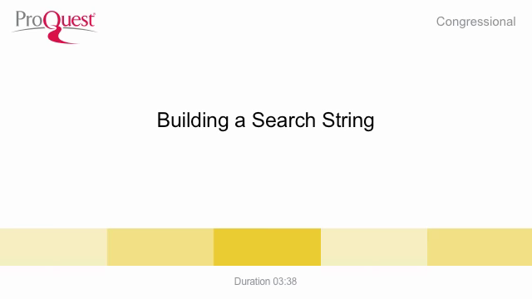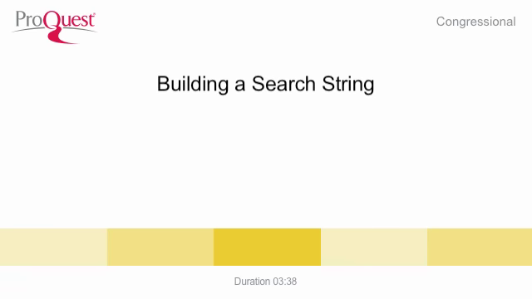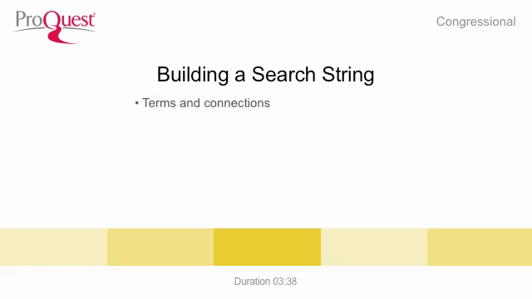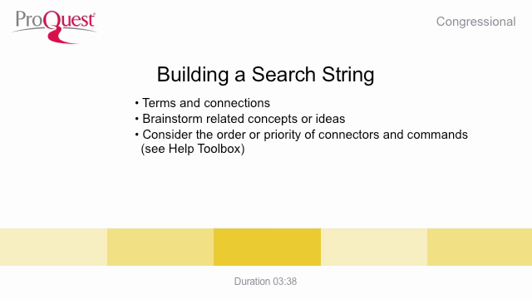In this session, you'll learn how to search the congressional information by building a search string. When you are creating a search string, there are a couple of important steps to follow in creating your terms and connectors. First, think about the area that you want to research and start brainstorming, perhaps with a colleague, the kinds of words or phrases you might use if you were talking about this area.